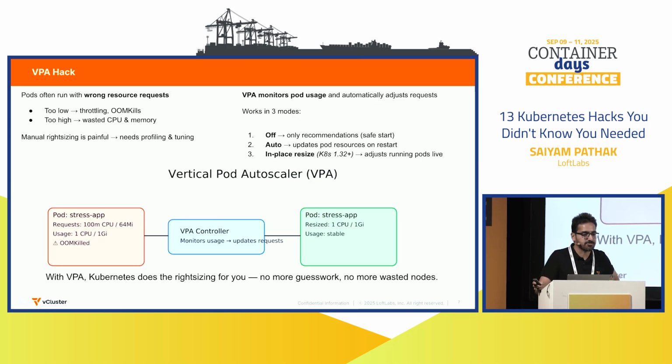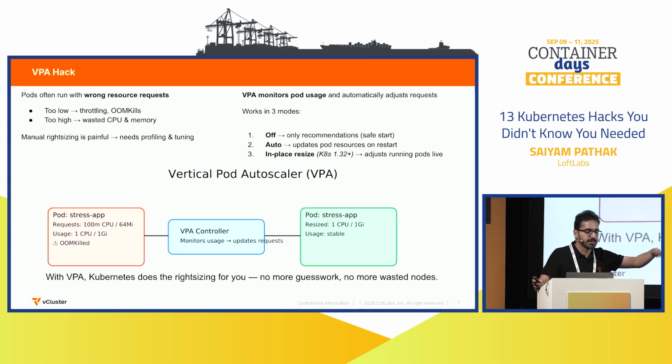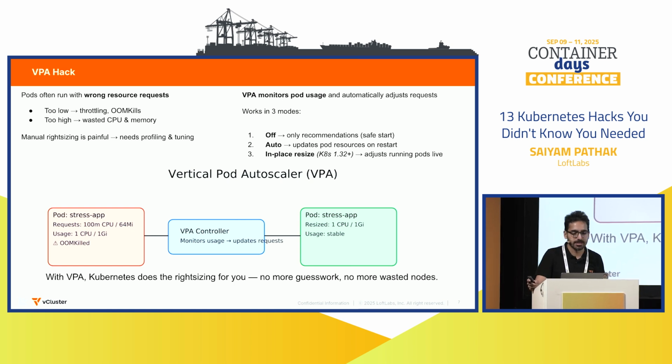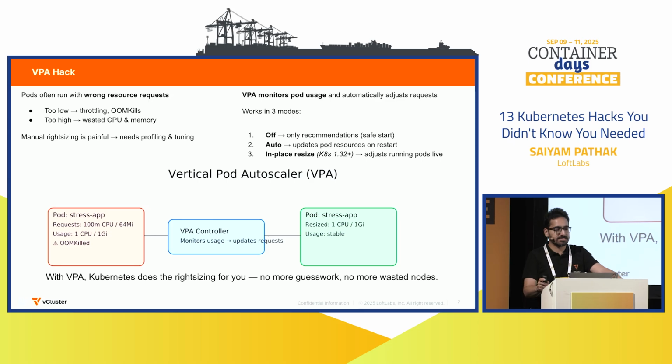Sometimes it's too low, which leads to your OOM kill stuff. Sometimes it's too high, and usually people waste a lot of resources. They just say you need 512 Mi or maybe 1 gig of memory over there, CPU over there, and they just put the numbers, which leads to a lot of wastage.